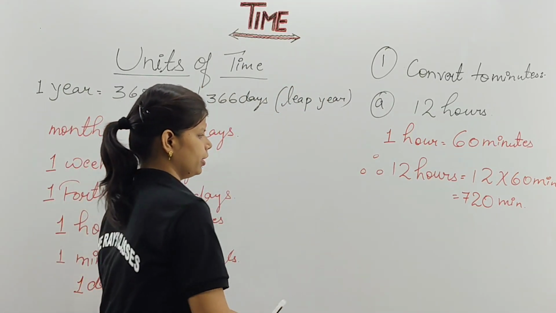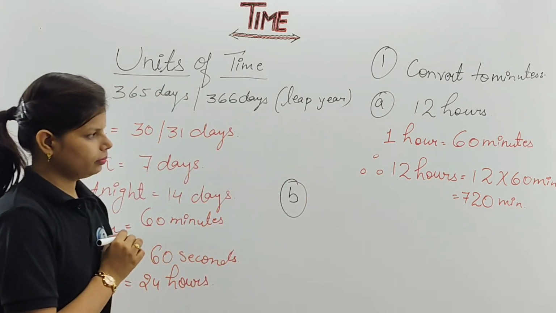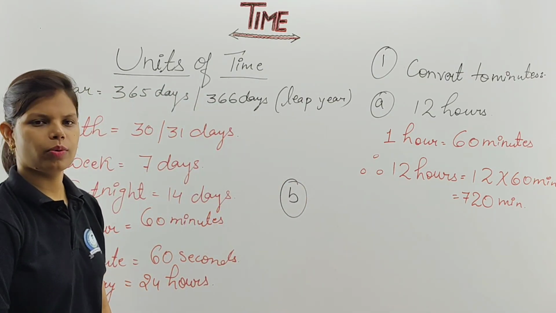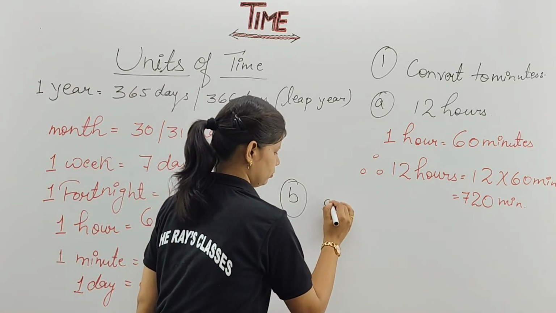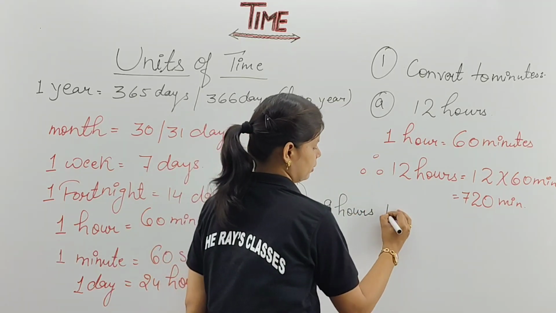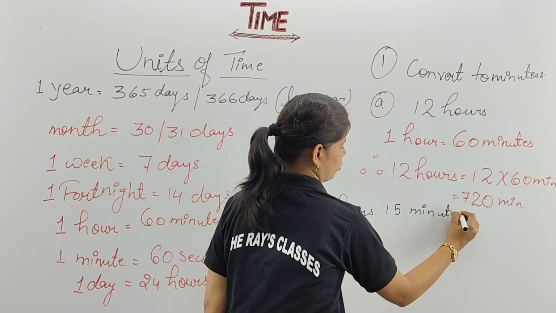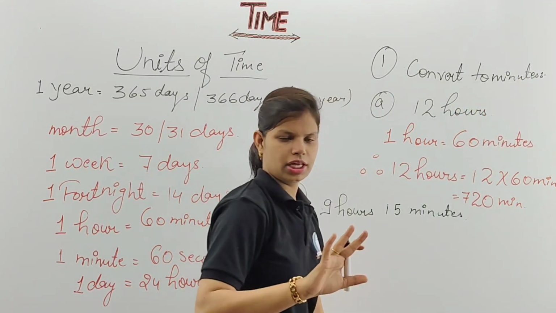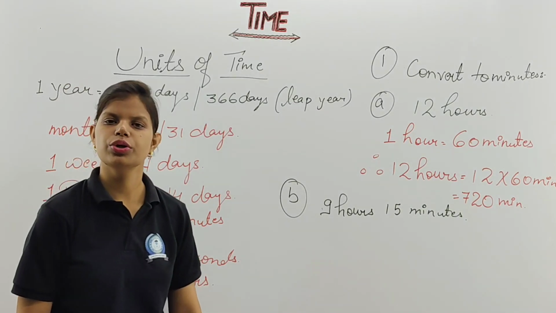Second, if the question is written in other form, please note it. This is simple one. If your question is written 9 hours 15 minutes, you have to convert 9 hours 15 minutes to minutes. There is no use of hours in it. Do you get my point?